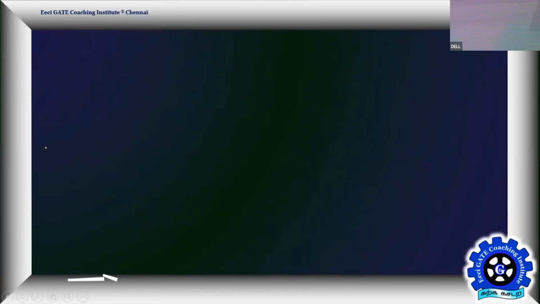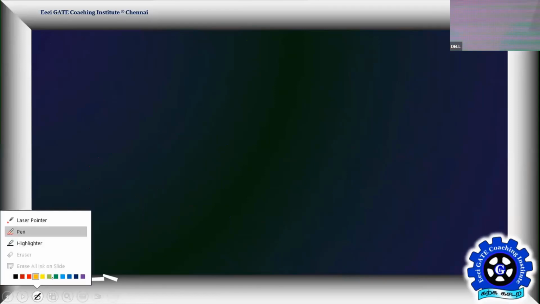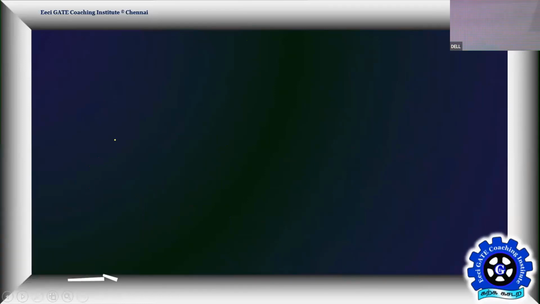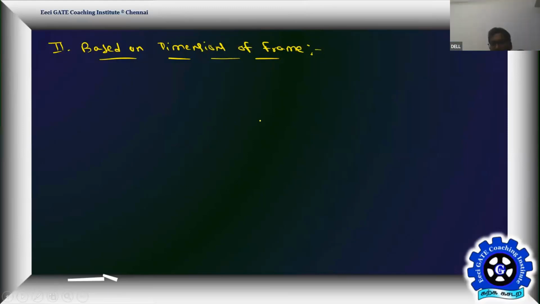Now, let us move on to the second criterion. The second criterion is based on the dimensions of frames. So based on the dimensions of the frame, not the elements, but the whole frame. We are taking the whole system. So what is going to happen here if I take the whole frame, basically?